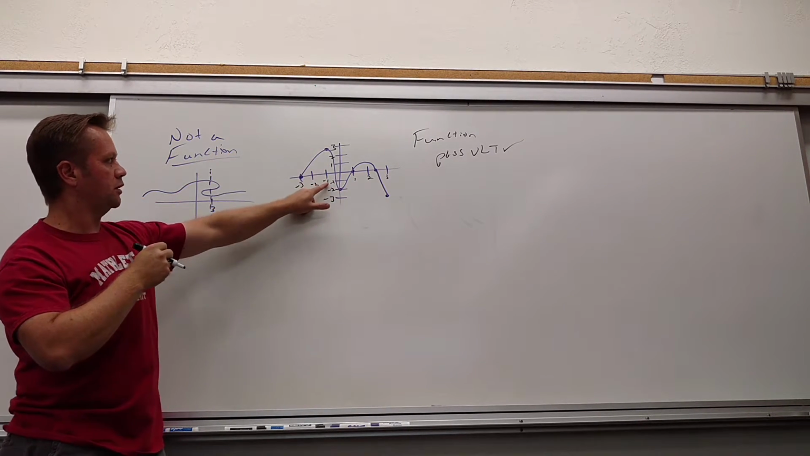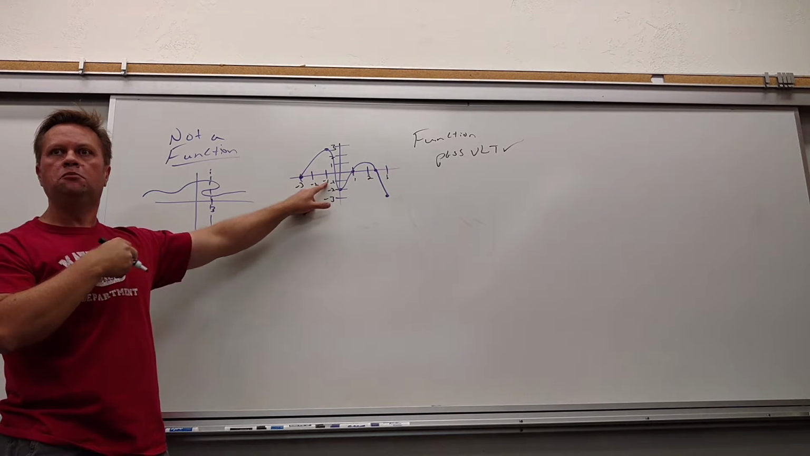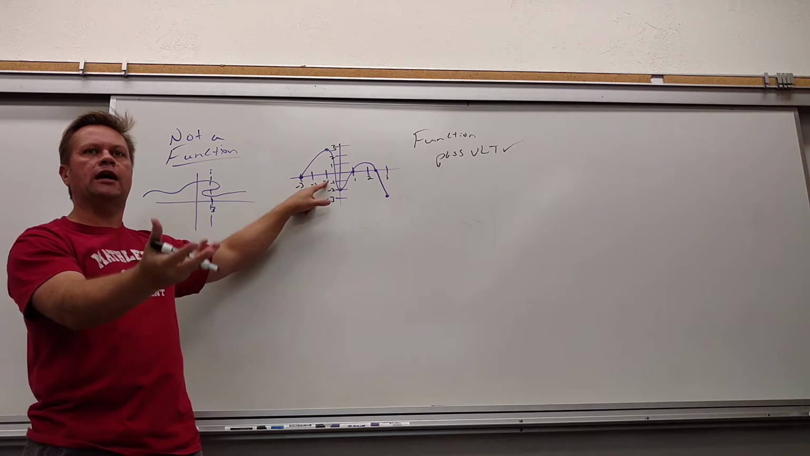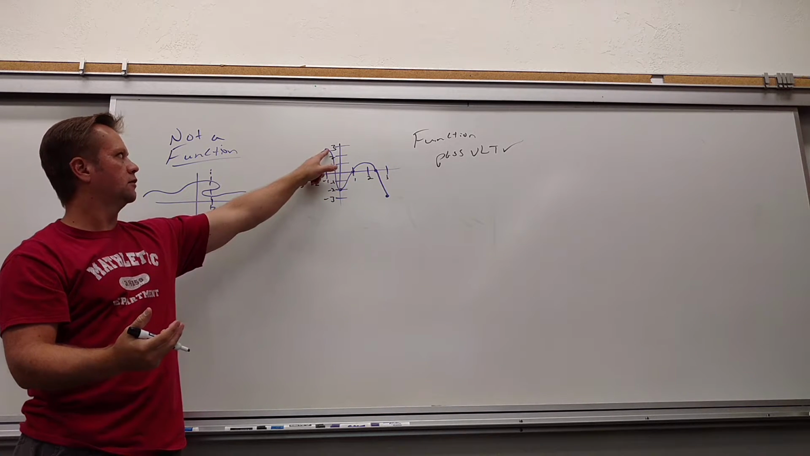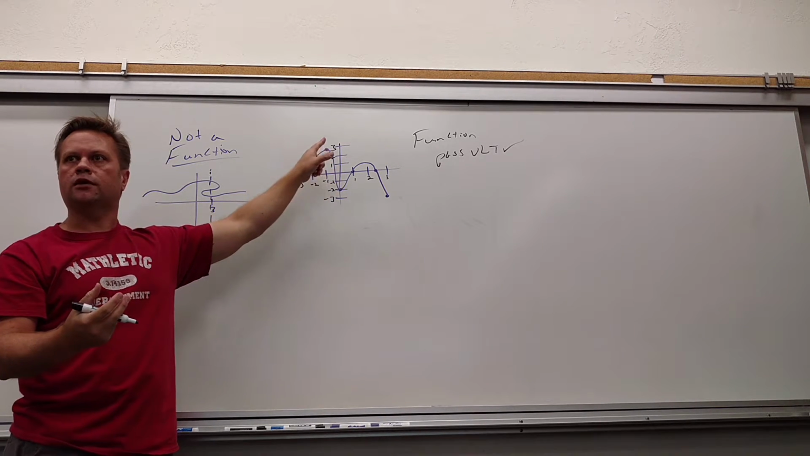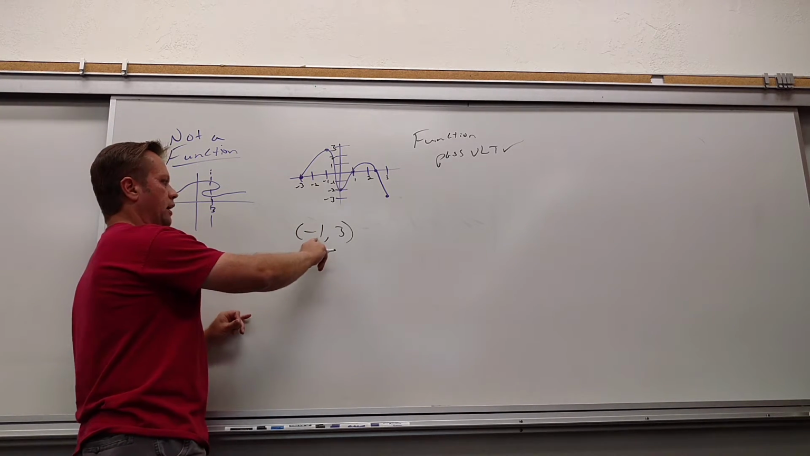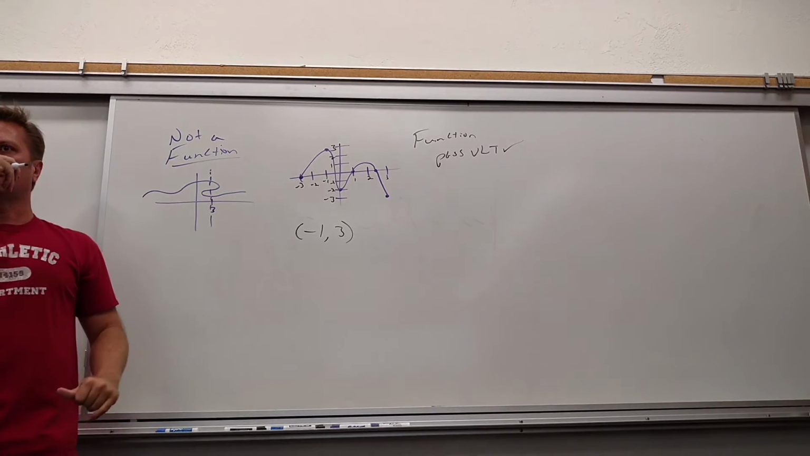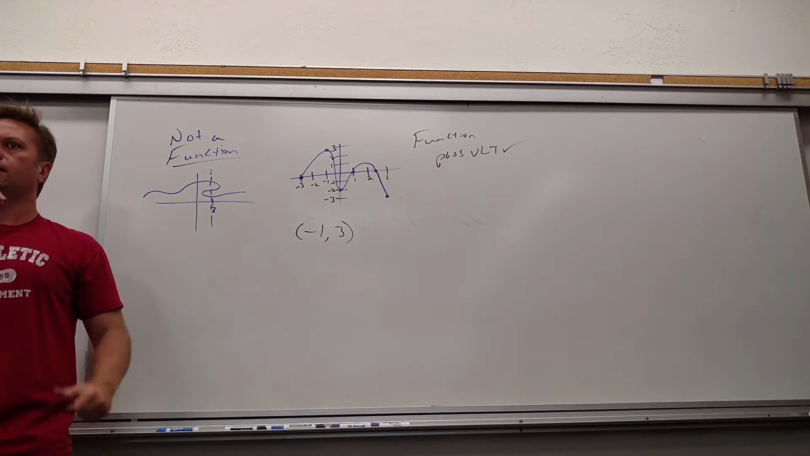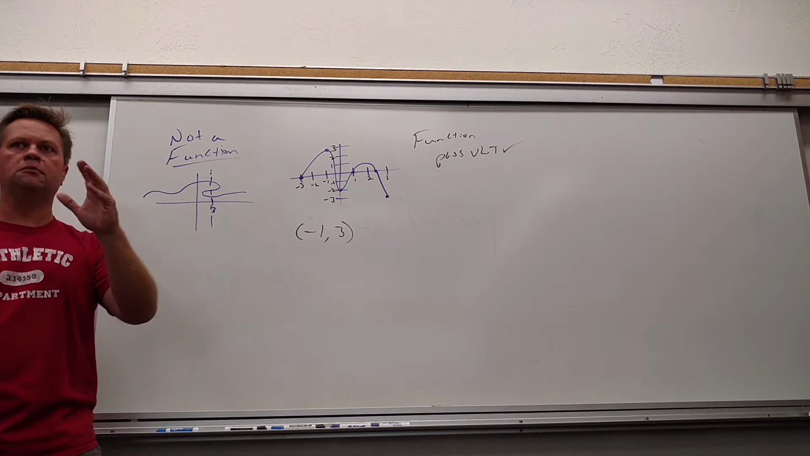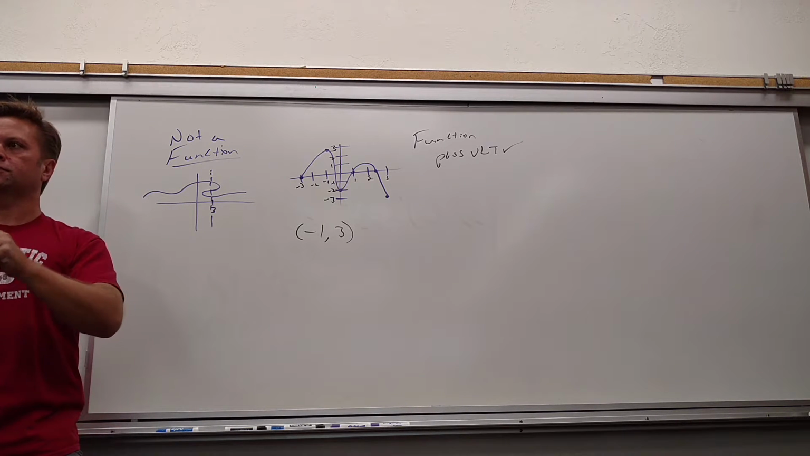So here's the input, negative 1. The input is like the question I ask at negative 1. What's the output? The output must have been 3, because that's where the point is. It goes through the point negative 1, 3. So for an input of negative 1, the output is 3. I like it. Can somebody tell me what are all the inputs that I'm allowed to use?